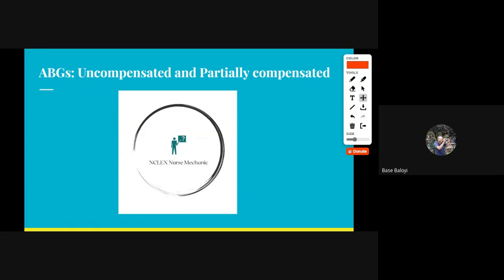This is part two of ABG. Remember, the last time it was a live class. We spoke of how you interpret ABGs in general, but we did not speak of the compensations. So in part two of the ABGs today, we'll be speaking of the compensations, where we will be focusing on the uncompensated and the partially compensated. In part three of the ABGs, we will be talking about the fully compensated, because I don't want us to rush through it. I want you to understand the content right.